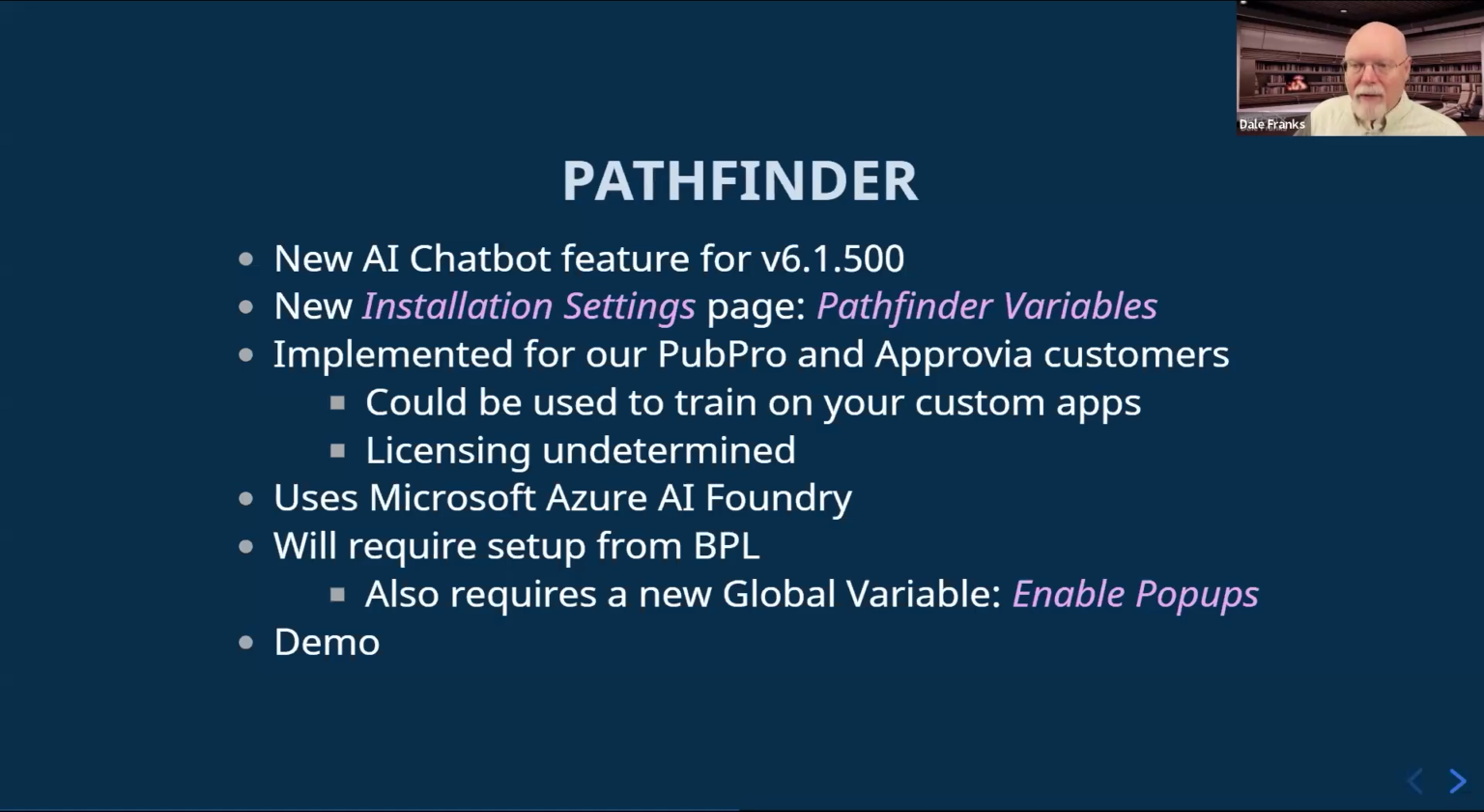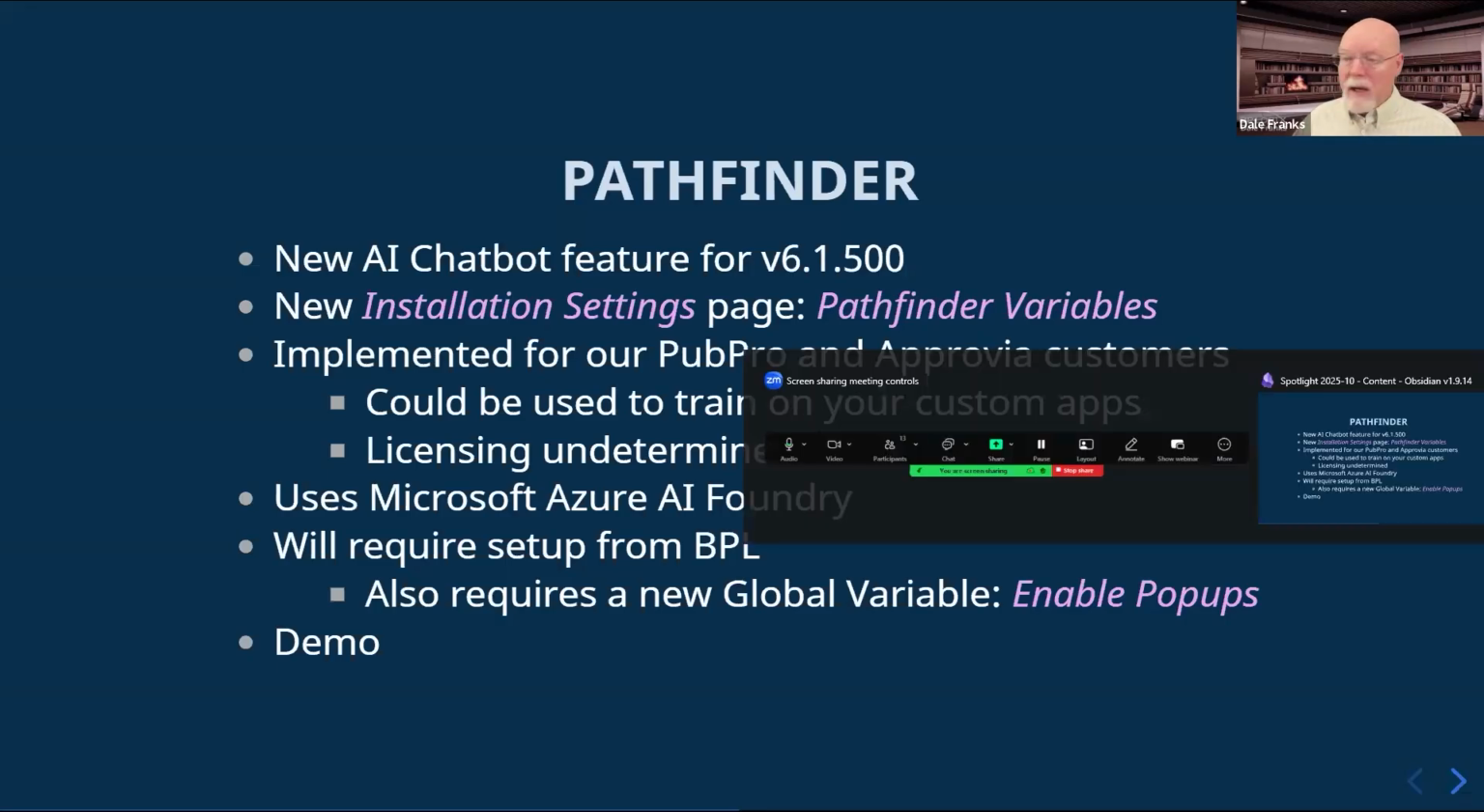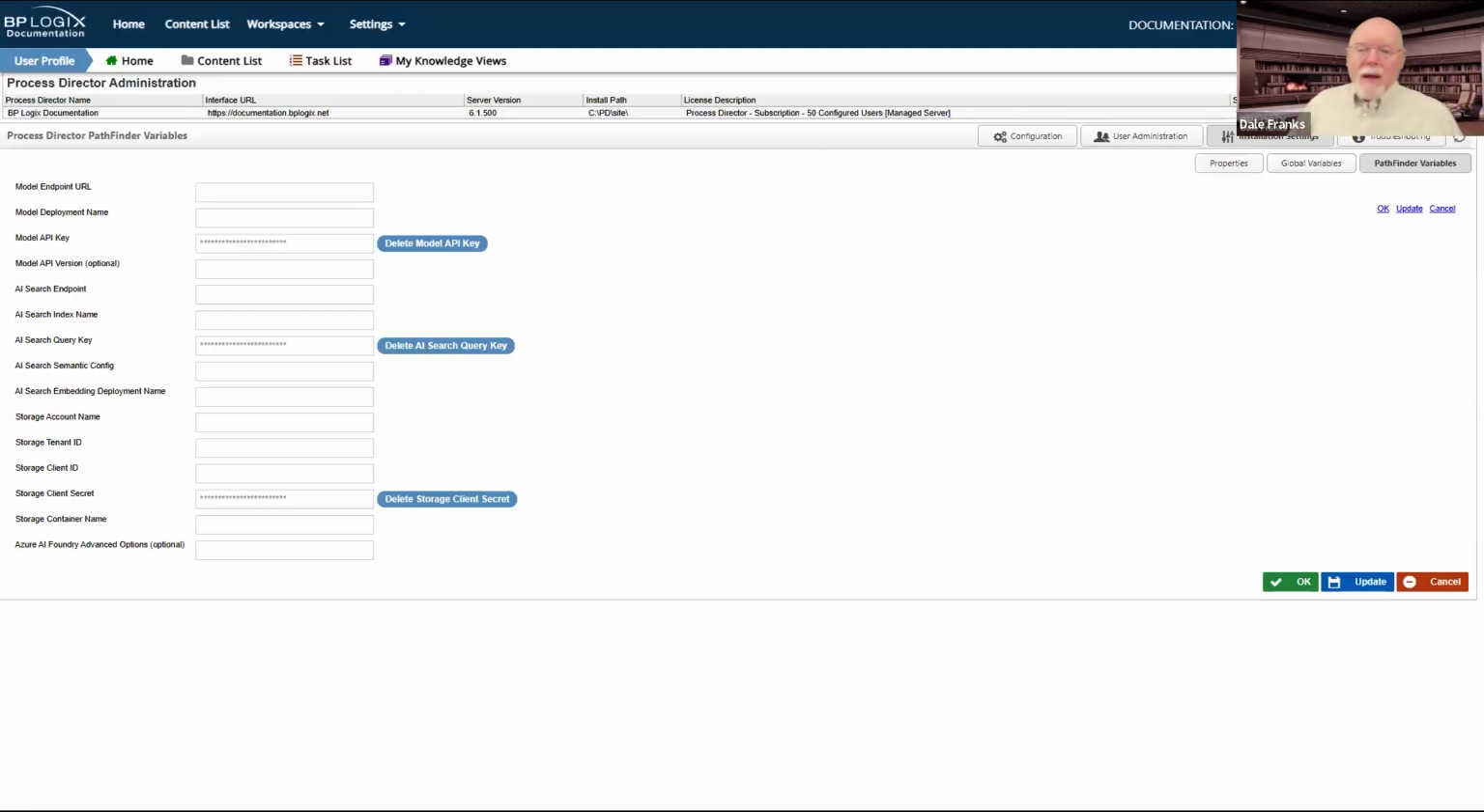On 6.1.500, you will see a new page in the installation settings section of IT admin. This new page is called Pathfinder Variables. It looks like this. This page will be available and accessible to you all. It will have no information in it, at least not for you yet. What information it will have and how this is going to get set up is something that we'll talk about here in a few moments.